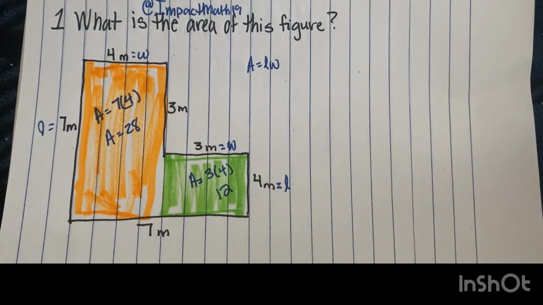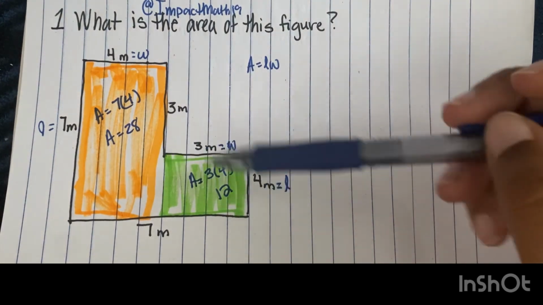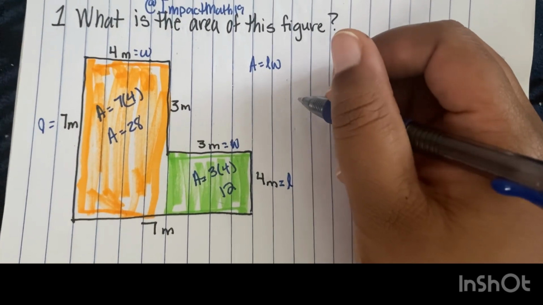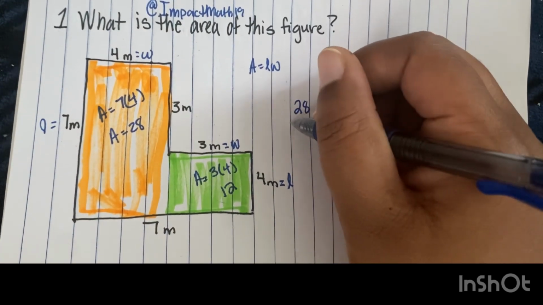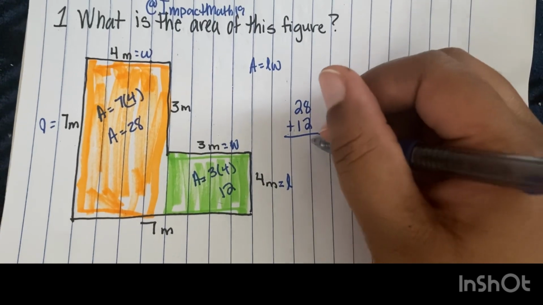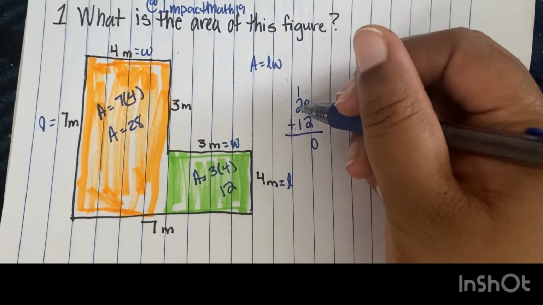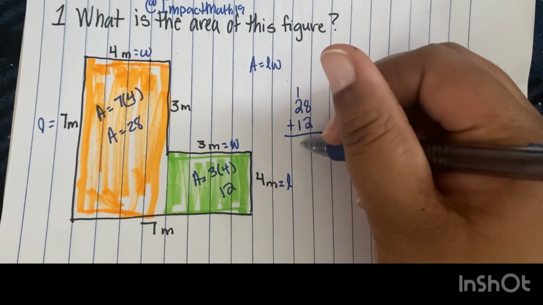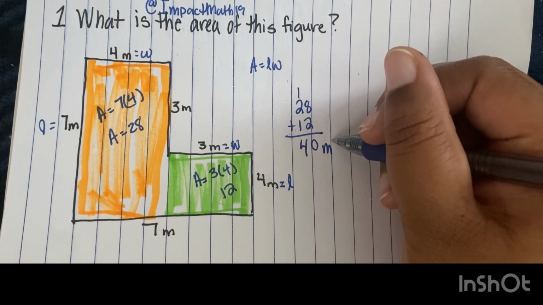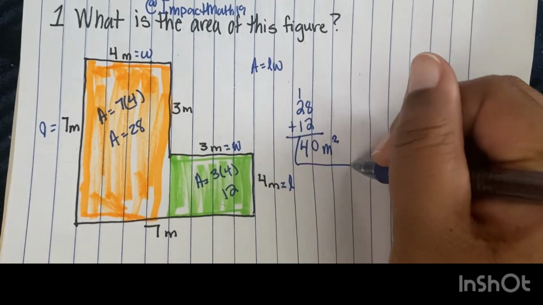12. Now, if we want to find the total area for both shapes, we have to add. So we're going to do 28 plus 12, and that will be 8 plus 2 is 10, carry the 1, and then 2 plus 1 is 3, plus 1 is 4. So we get 40 meters squared. That would be our area.